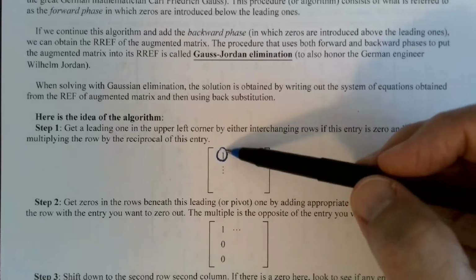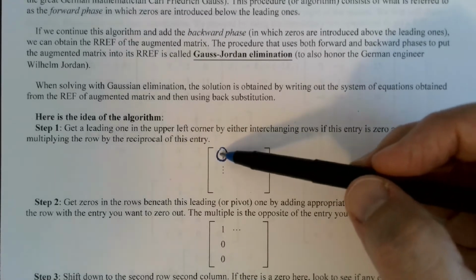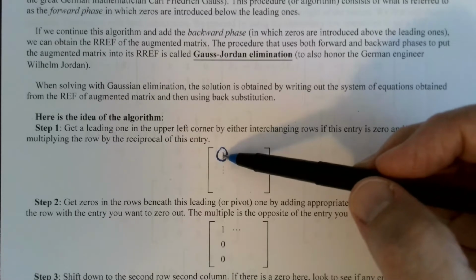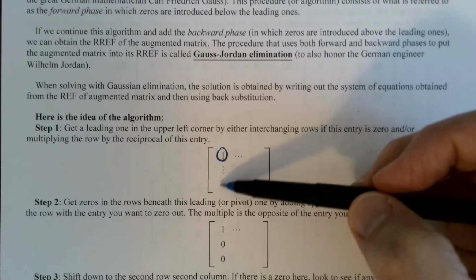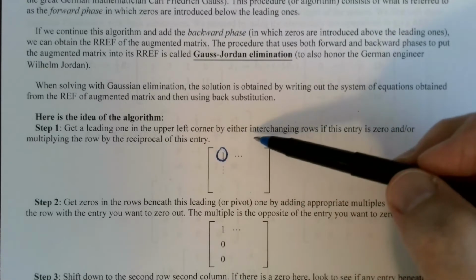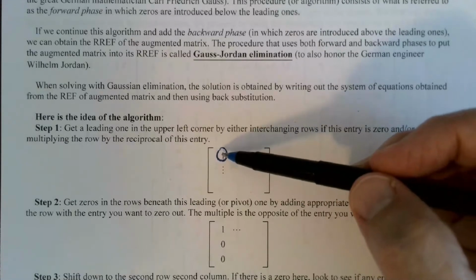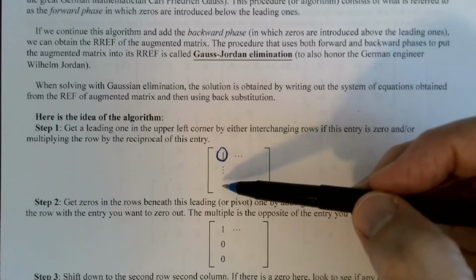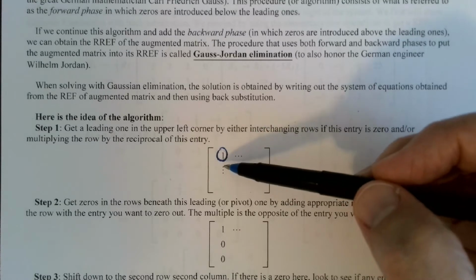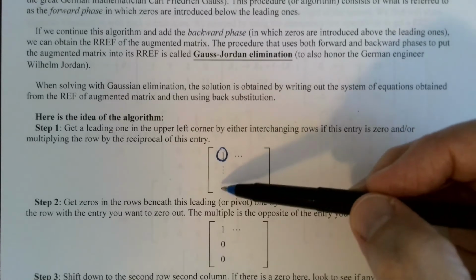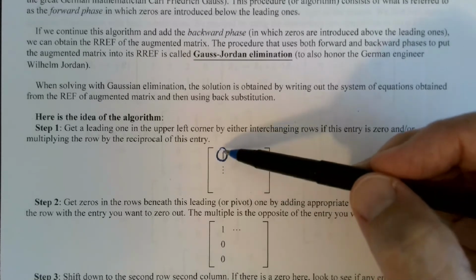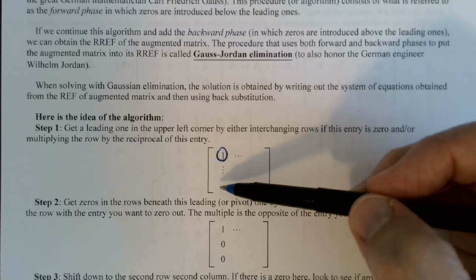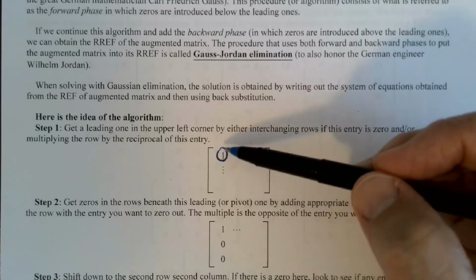Now, if this entry is zero, then we're going to have to find a non-zero entry beneath it and interchange rows. So interchange is typically used if we have a 0 entry where we need to get a leading 1. In that case, we have to find one beneath it and interchange it. Okay, and in this first column, there should be a leading 1 somewhere. You can't have a column of all zeros. That would mean there was no x1 in any of the original equations.